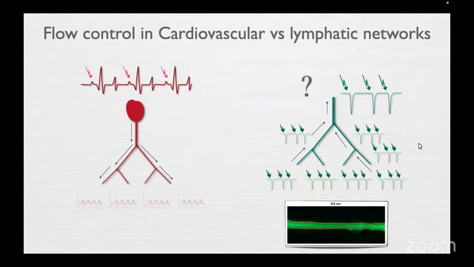Because in the context of the cardiovascular system, we have a central pump, the heart, and we have pacemaker signals that cause the contractions, and those contractions are mirrored downstream. In the lymphatic network, you don't have a centralized pump. Each one of these segments can contract, and the question is, how are those contractions initiated? And how are they coordinated over this network?